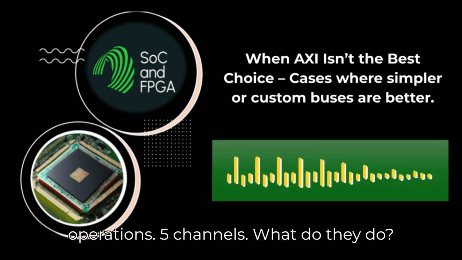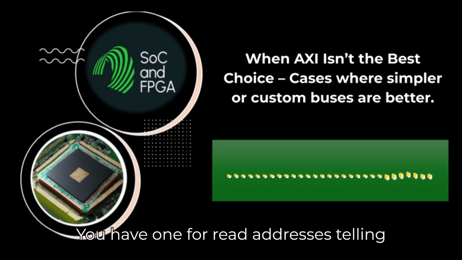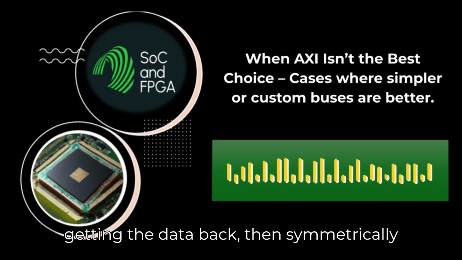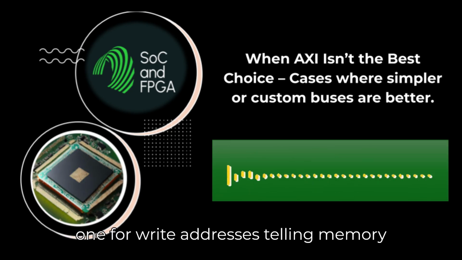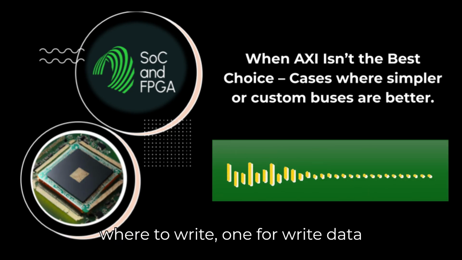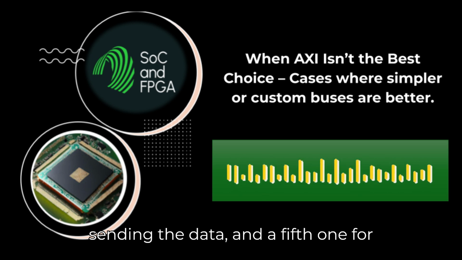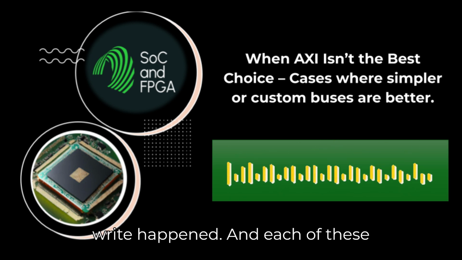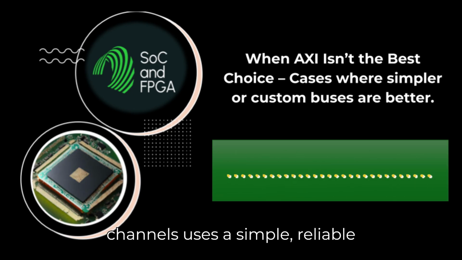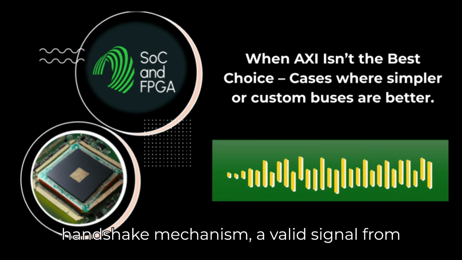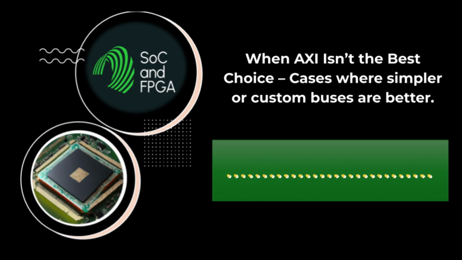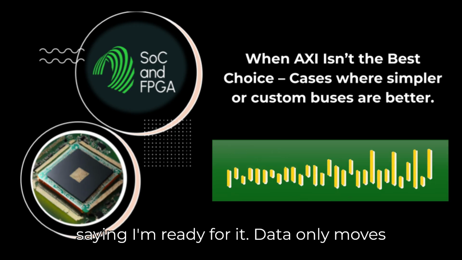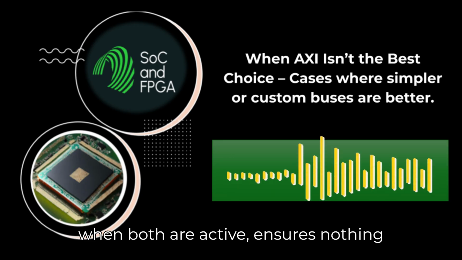5 channels, what do they do? You have one for read addresses, telling memory what to read, one for read data, getting the data back, then symmetrically, one for write addresses, telling memory where to write, one for write data, sending the data, and a 5th one for write responses, getting confirmation the write happened. And each of these channels uses a simple, reliable handshake mechanism. A valid signal from the sender saying I have data or an address, and a ready signal from the receiver saying I'm ready for it. Data only moves when both are active, which ensures nothing gets lost.